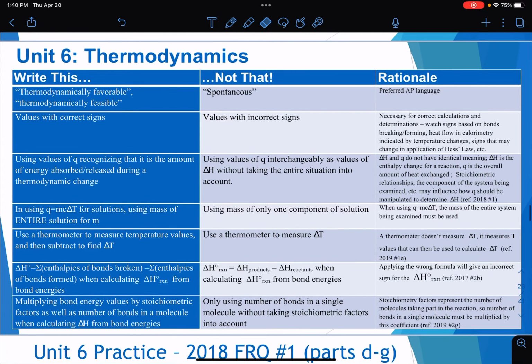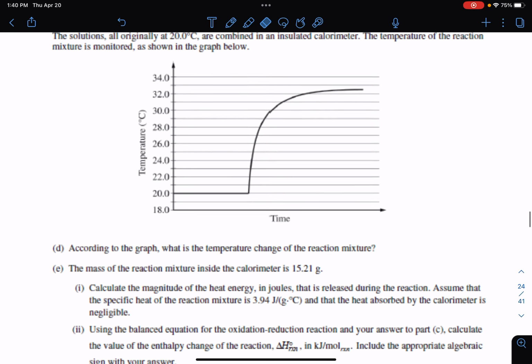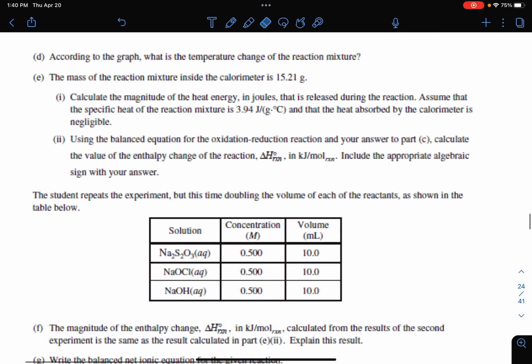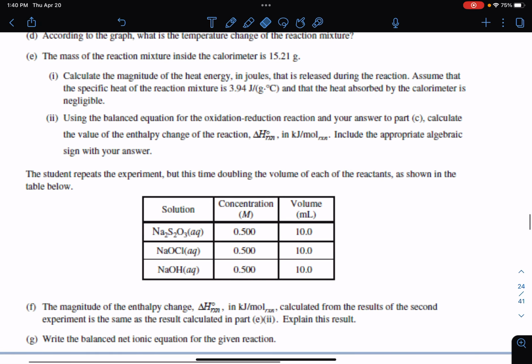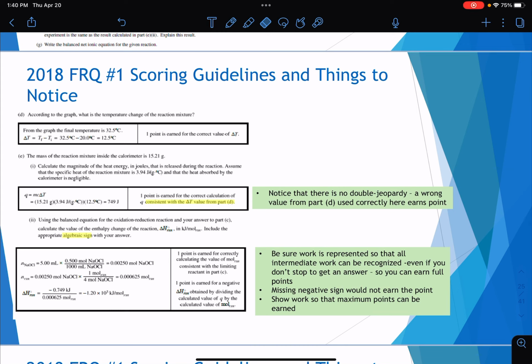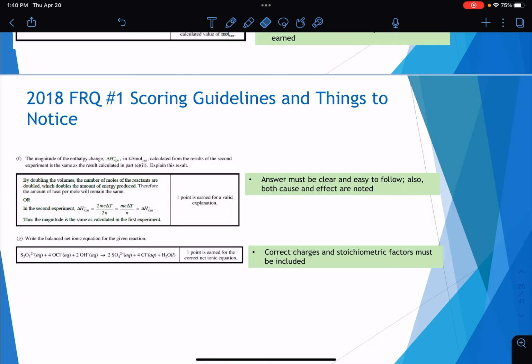Pause to read through these for Unit 6. And here is a practice question for Unit 6. Let's go ahead and do the first couple of parts here, D and E. And then here we have F and G. And here's the scoring guideline for this partial question. And then here's the second half of that partial question.